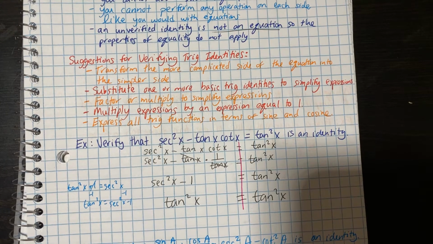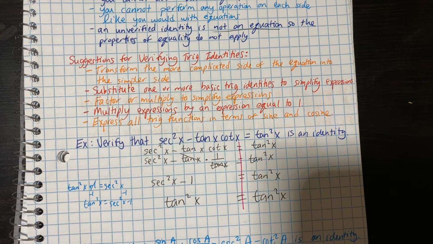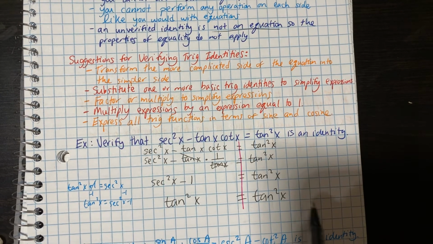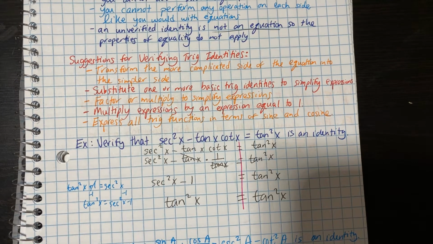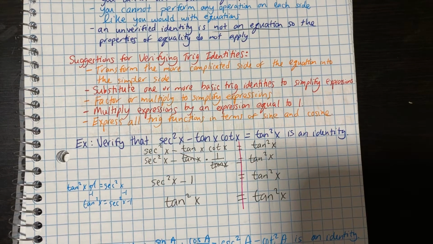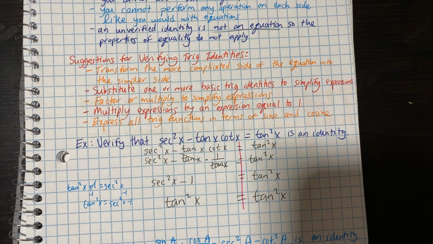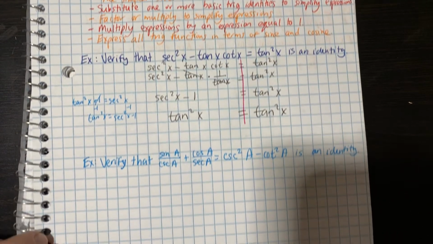So these are kind of like proofs, okay? But now we're just doing them with trig. So right here, this is our final statement. That's how we leave it. Our goal is to get there. Okay. Here's another one.